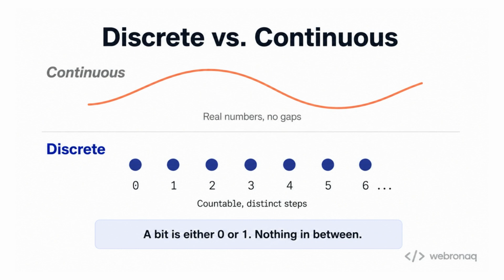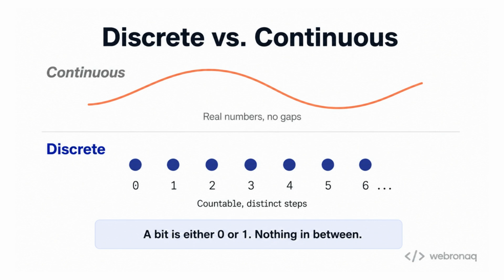Alright, so what does discrete actually mean? In mathematics, discrete refers to values that are separate and countable. There are clear gaps between them. Think of whole numbers on a number line. You can jump from 3 to 4, but there is nothing you need to visit in between. Continuous math, like calculus, works the opposite way. It deals with smooth, unbroken curves where infinitely many values exist between any 2 points.